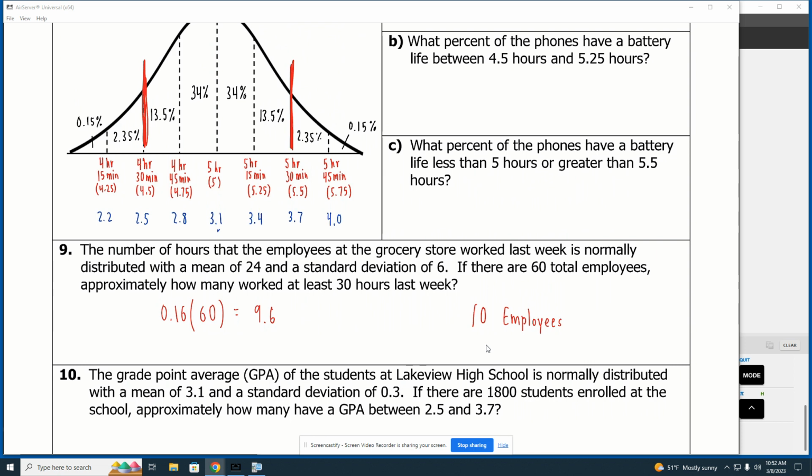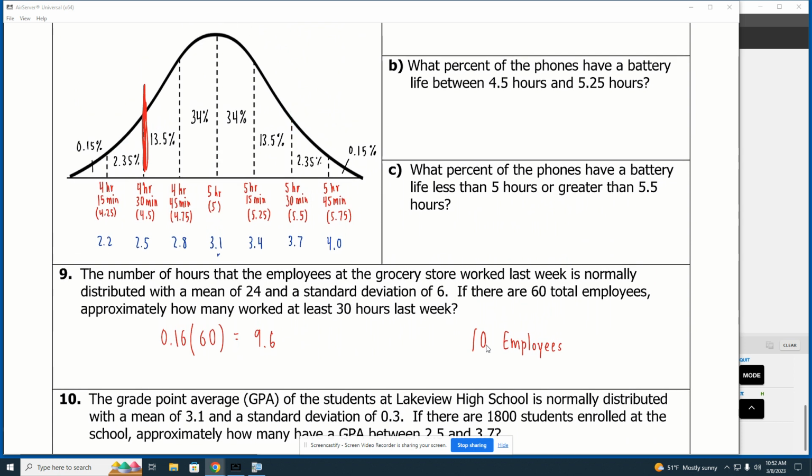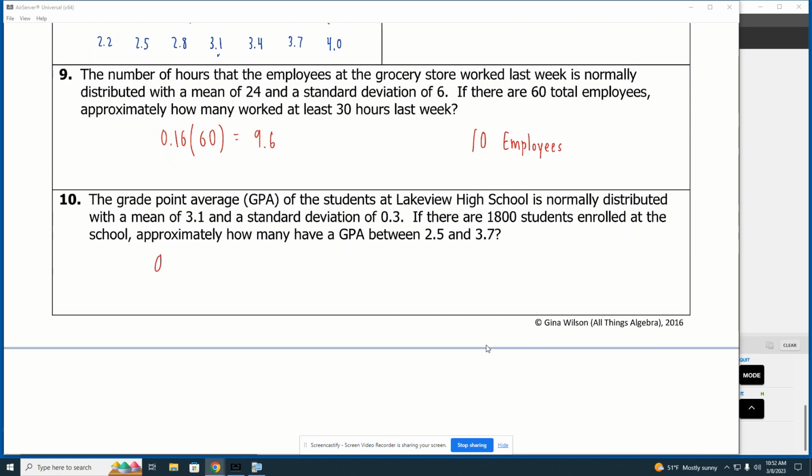You could add them all up. No problem. That's 13.5 plus 34 plus 34 plus 13.5. You don't have to do it that way, but both are really good. So 95%. But they didn't ask about the percent. They didn't ask about the probability. They said how many students have a GPA.